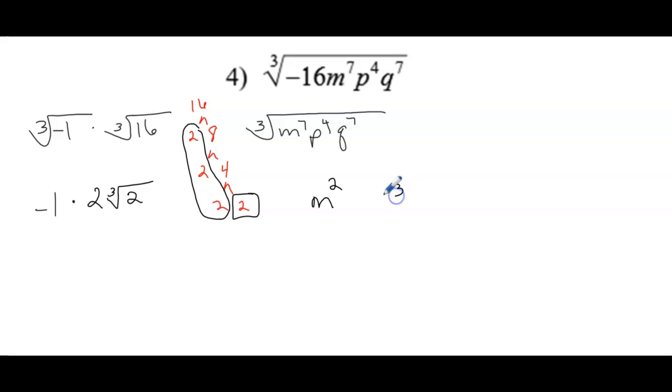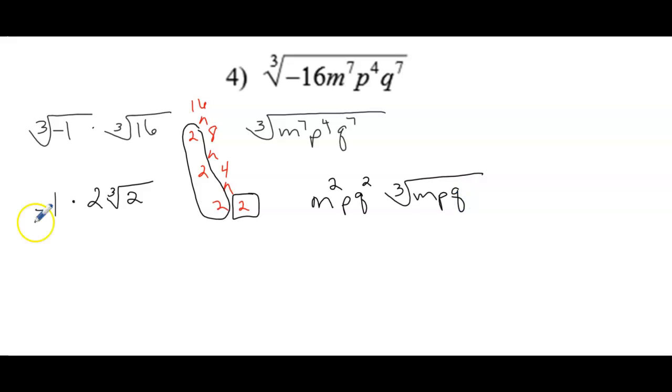So we have a cube root of m. And then 3 goes into 4 1 time. So we have 1 p out front with a remainder of 1. So that means 1 is left underneath. And then for your q to the 7th, same thing as with your m. 3 goes into 7 2 times. So we have 2 q's out front with 1 left over. So that would be 1 q left underneath.